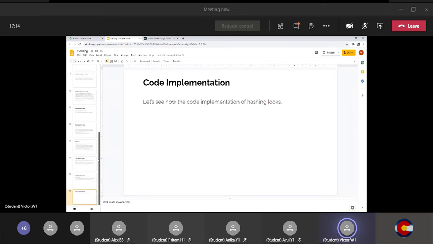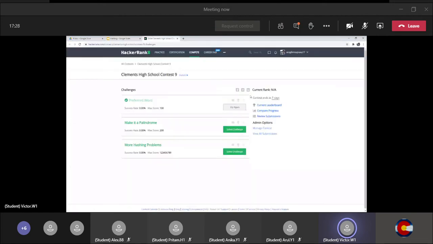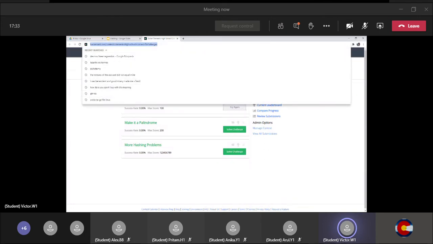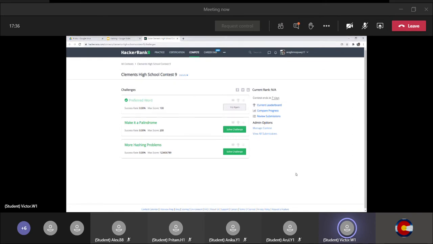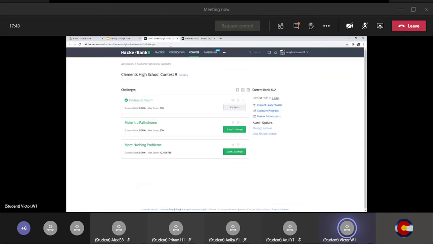The thing with hashing is that even though you might get how it works conceptually, it definitely helps to see the code implementation of it, because it makes a lot more sense when you see the code written. This contest has all hashing problems, so it's meant for you to practice hashing. Right now I'm going to go through how to code and solve this problem, but you can try the rest of the problems by yourself after this meeting.